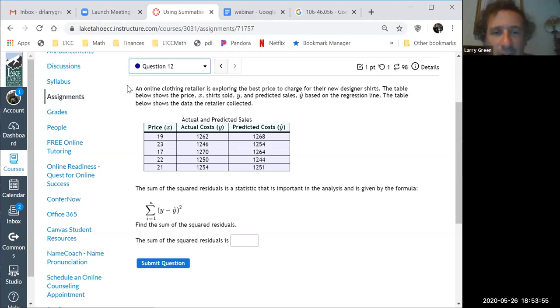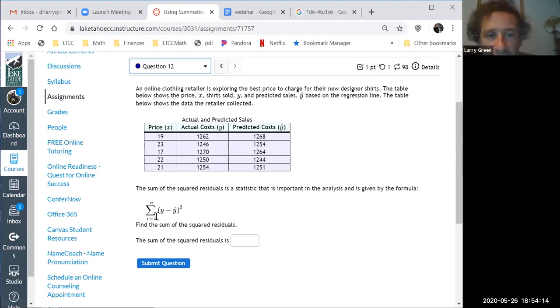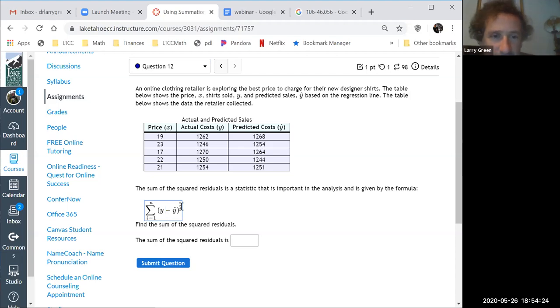Okay, the sum of the squared residuals is a statistic that is important in the analysis and is given by this formula. You got a sigma, i equals 1, it has an n, it has a y minus y hat squared. And the question is, find it. Okay, so what we need to do is get to understand how to read this. So first thing, you should all know how to read subtract. That's no big deal. You should all know how to read square. What's new is this baby right there.